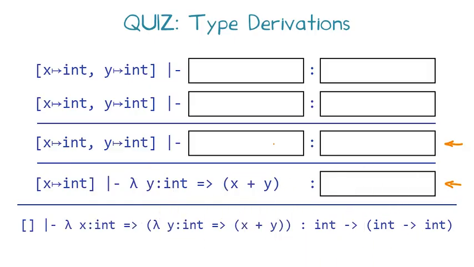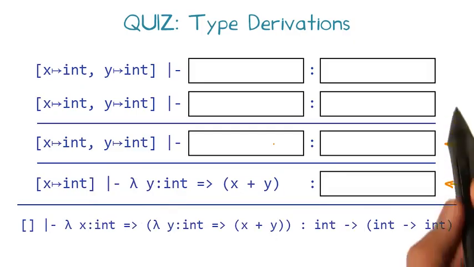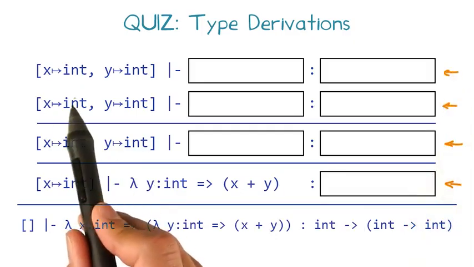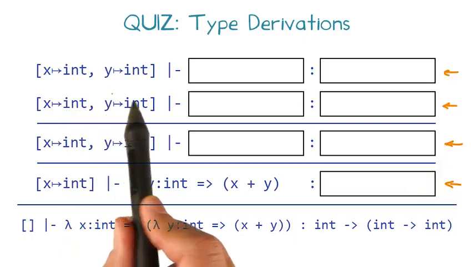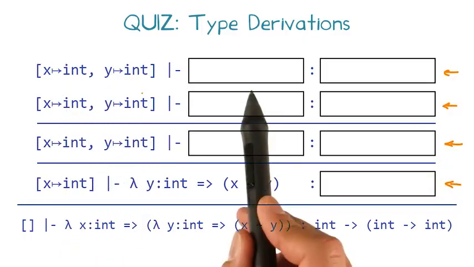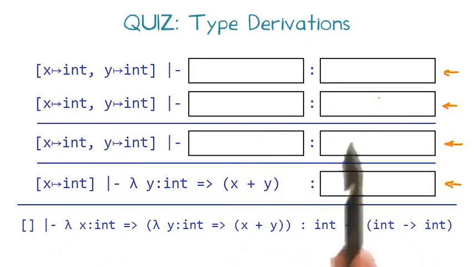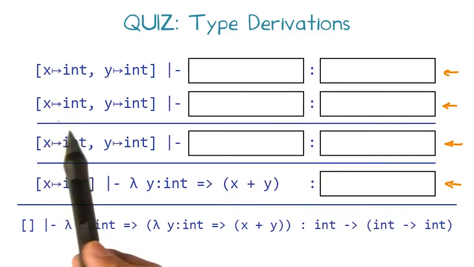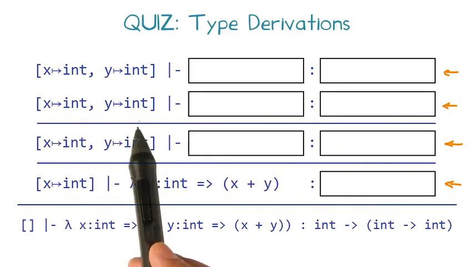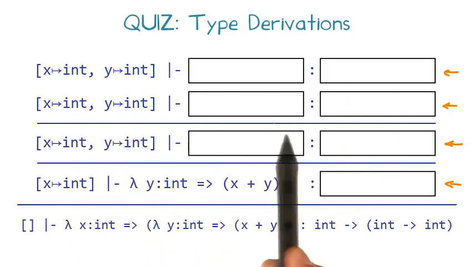This type judgment is the conclusion of yet another derivation with two hypotheses. Under the environment mapping x to type int and y to type int, it is provable that blank is of type blank, and under the environment mapping x to type int and y to type int, it is provable that blank is of type blank. The two hypotheses in this topmost rule are derived from the applications of axioms, which are not shown for brevity.